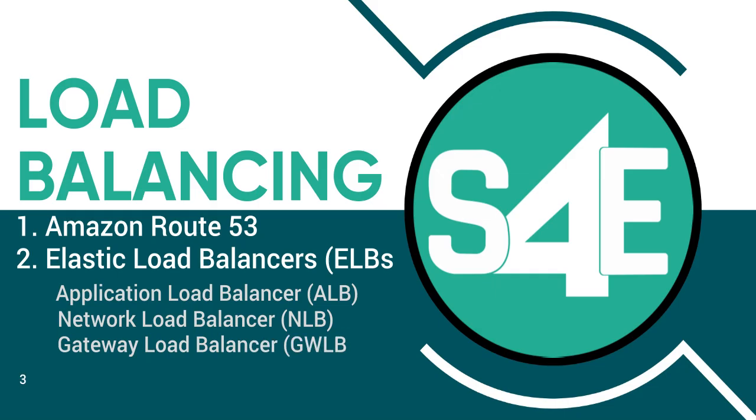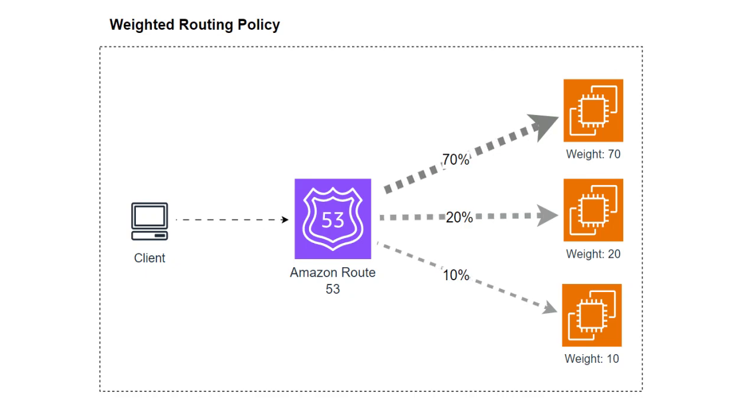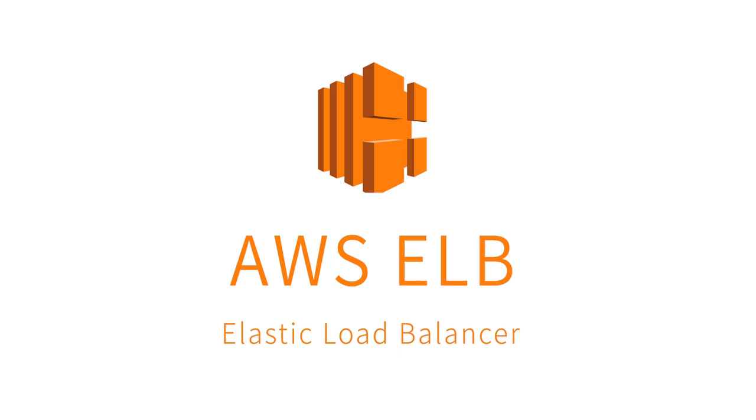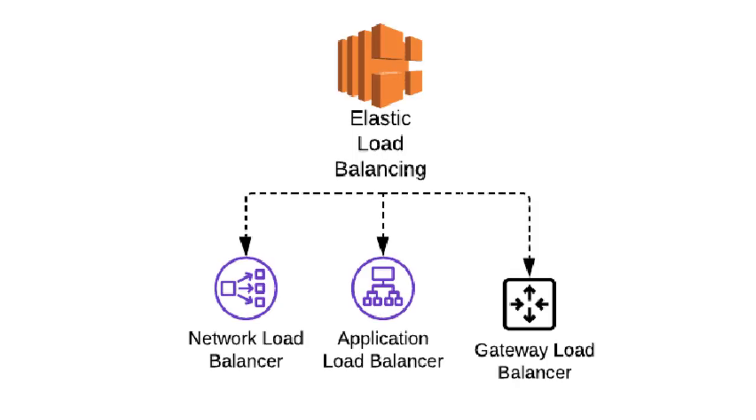Now, let's balance the load. Your firm wants a scalable and fault-tolerant architecture. Here's what you need to do. Use Amazon Route 53 for domain registration and intelligent routing. Deploy Elastic Load Balancers, ELBs. Application Load Balancer, ALB, for HTTP/HTTPS traffic. Network Load Balancer, NLB, for high-performance TCP/UDP traffic.